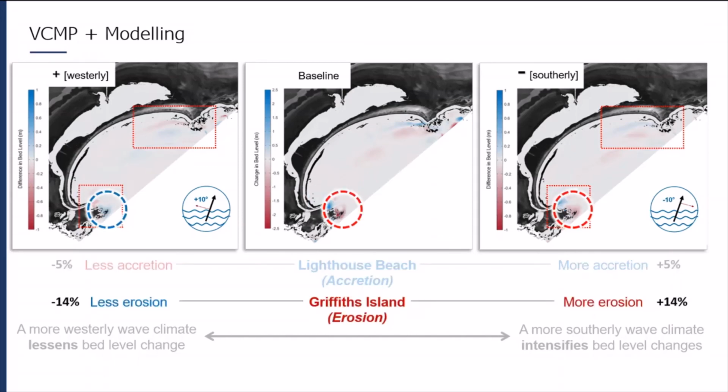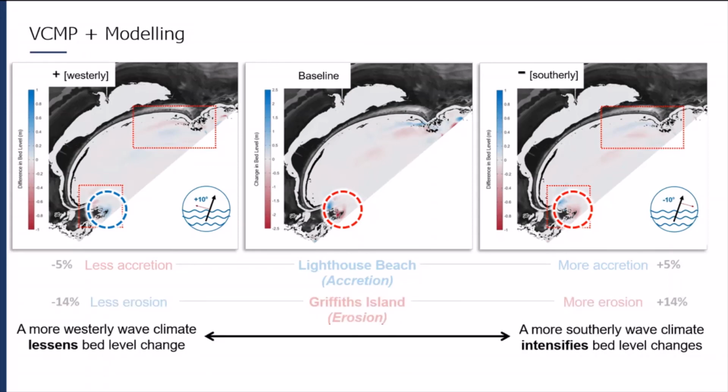In our second example, Griffiths Island is erosional under normal conditions. If we have a more westerly wave approach, we have less erosion occurring here. And if we have a southerly wave approach, we have more erosion occurring here. From both of these examples, we can conclude that where the wave angle is approaching from a more westerly wave direction, less change occurs in the system compared to normal conditions. However, if our waves are coming towards the beach from a more southerly direction, we are likely to see changes intensified in these specific areas.